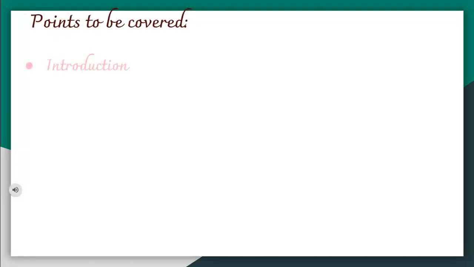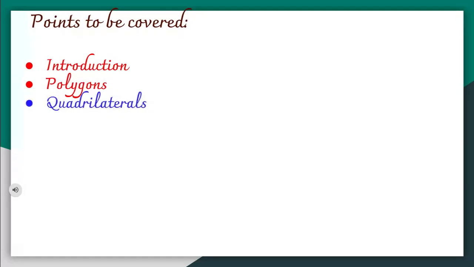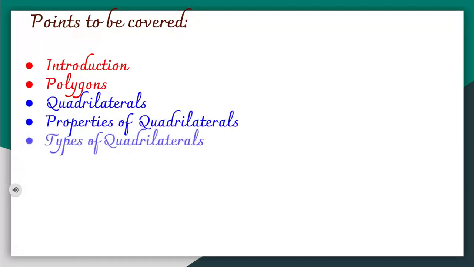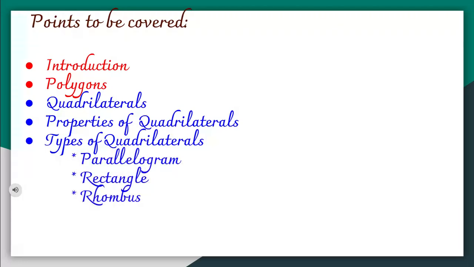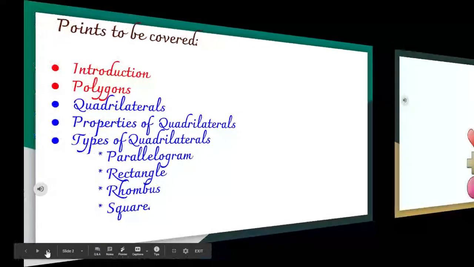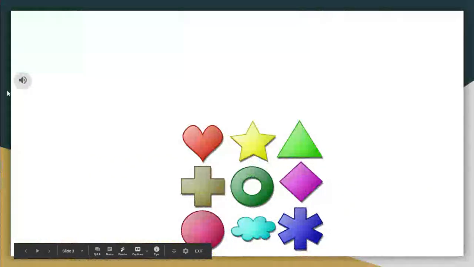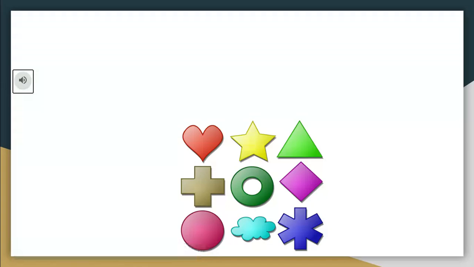First let us see the topics to be covered in these lessons: introduction, polygons, quadrilaterals, properties of quadrilaterals, types of quadrilaterals, parallelogram, rectangle, rhombus, and square. These are the main points we are covering in this lesson. But in this video, we are completing introduction and polygons. Okay, so let's start our introduction part.